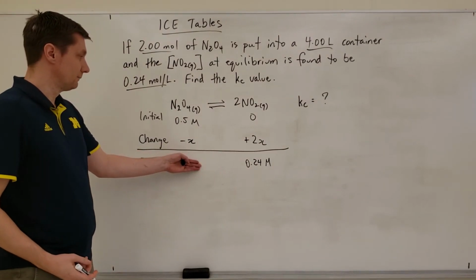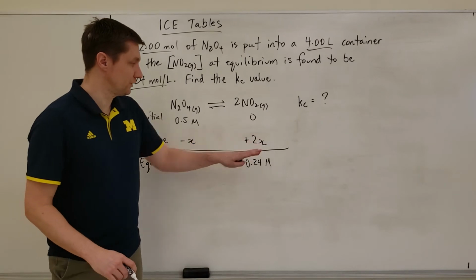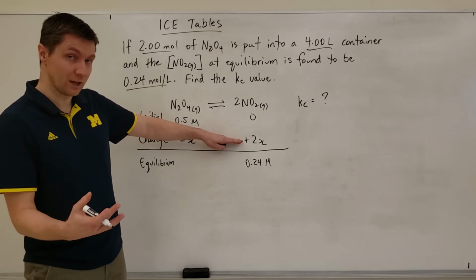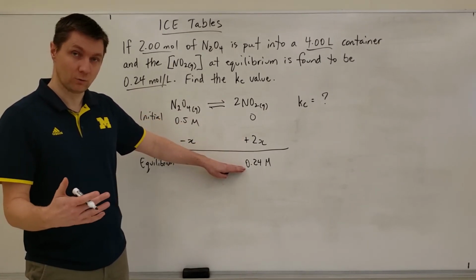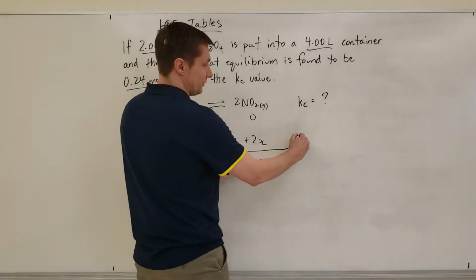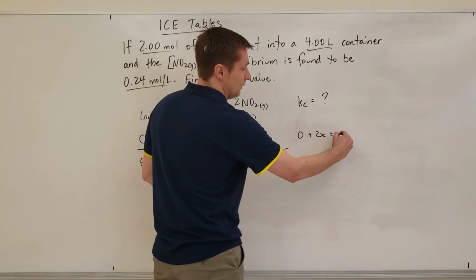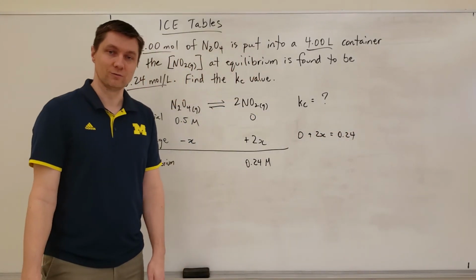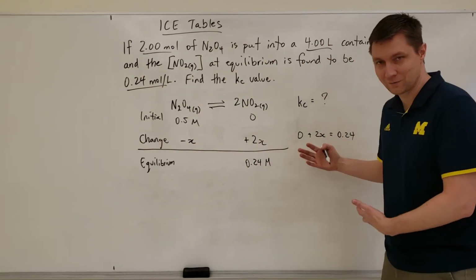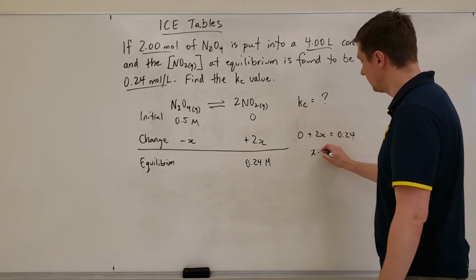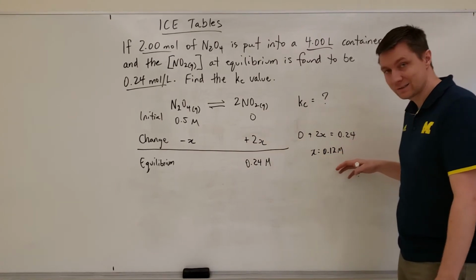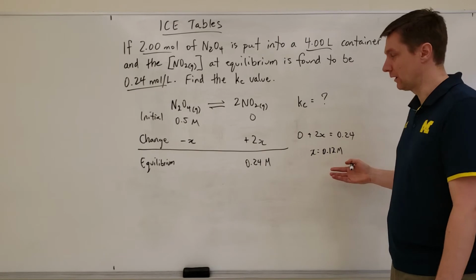Before I get to this one, let's finish off this one. So I had none, I gained a 2x, whatever change that was, and I ended up at 0.24 moles per liter. So I can create a mathematical equation out of this. It's quite simple, which is just 0 plus 2x equals 0.24. If I do the algebra here really quick, and I'm not going to go through the inner workings of algebra in this video, x is going to be equal to 0.12. And that is the change for x, which is 0.12 moles per liter.